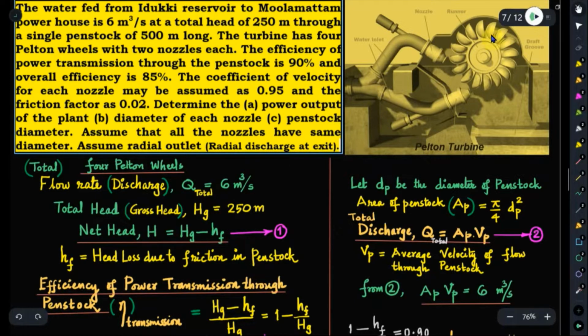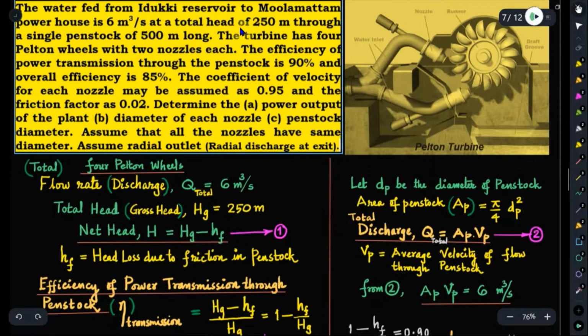So here we have the diagram of a Pelton turbine with 2 nozzles. So 4 such similar turbines are there in the hydropower plant mentioned. The total head is 250 meters. In fact, this is the gross head from which we have to find out the net head available at turbine inlet for producing useful work.